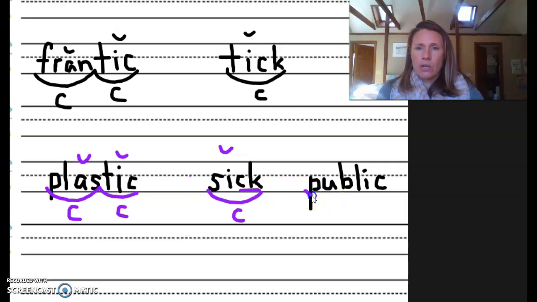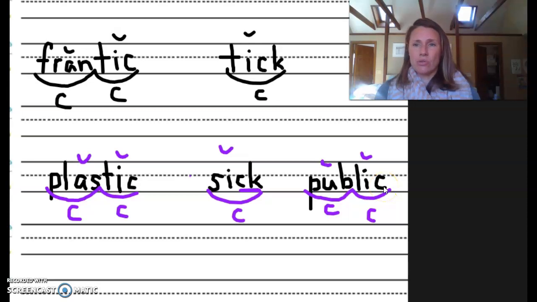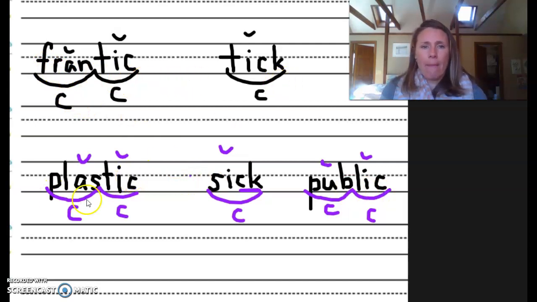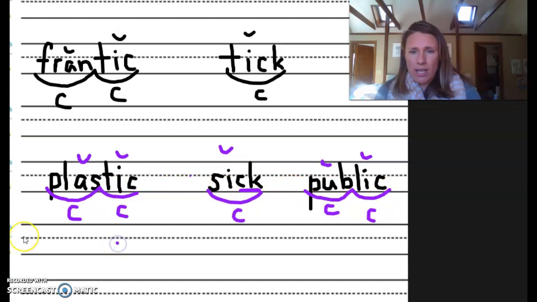And our last word, let's scoop it between the consonants. Public. Closed syllable with a short vowel, and it's IC because it's at the end of a 2-syllable word. Let's read over all the words we wrote. Frantic, tick, plastic, sick, public. Excellent. Make sure you can read them smoothly and you fixed up any mistakes you might have made.